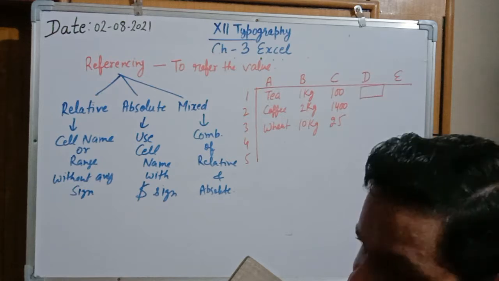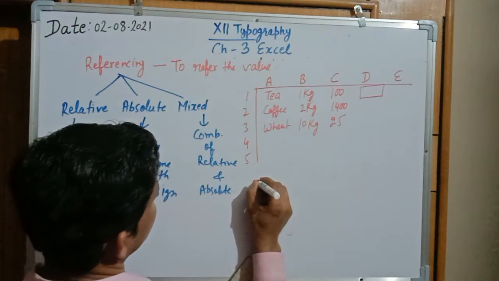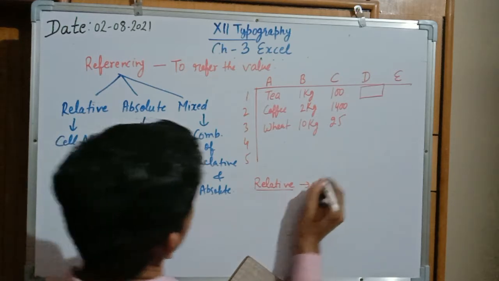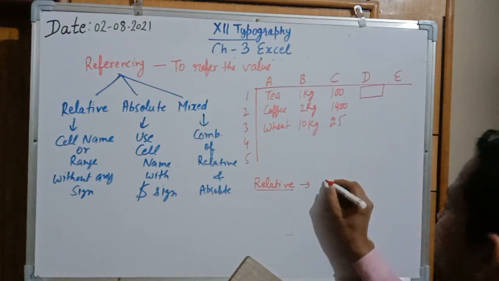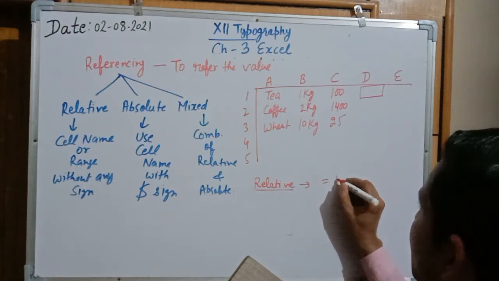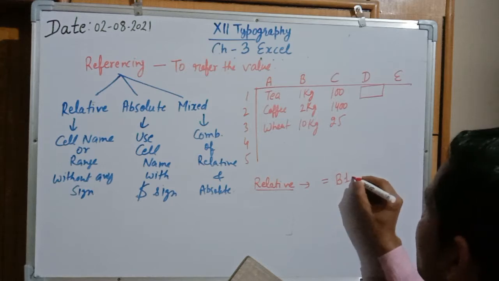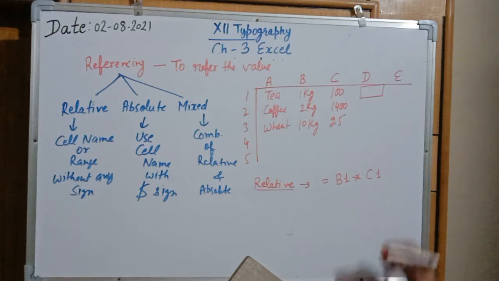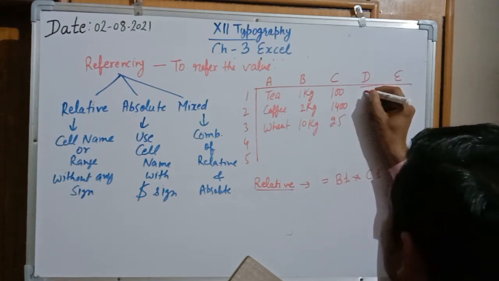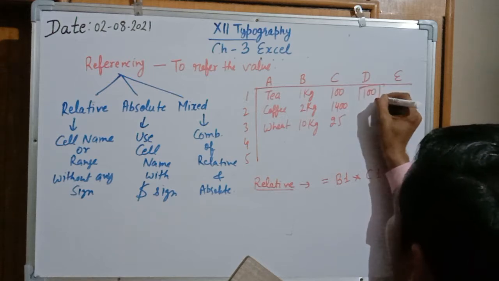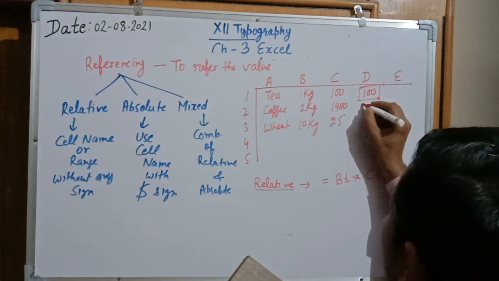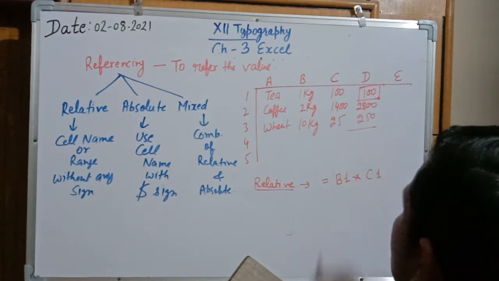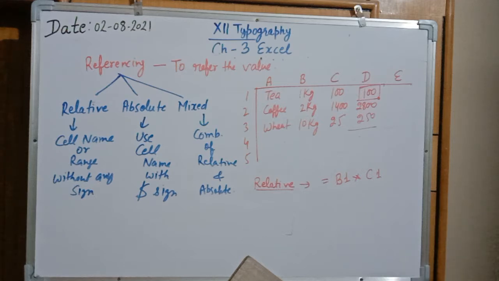How much does a user have to pay? If I am taking relative referencing, what will I do? I'll write a formula in this cell. What formula will I write? Equal to B1 multiply by C1, and the answer will be 100. And the same I'll do by drag and drop. I'll drag it and drop it down. It will become 2800. It will become 250, and the total we can calculate. It is the concept of relative referencing.